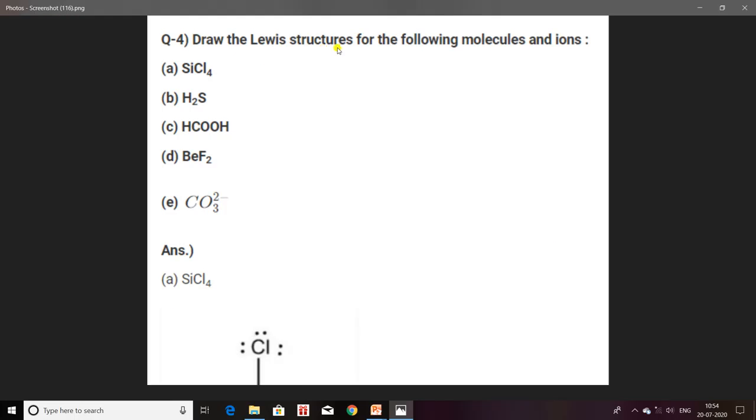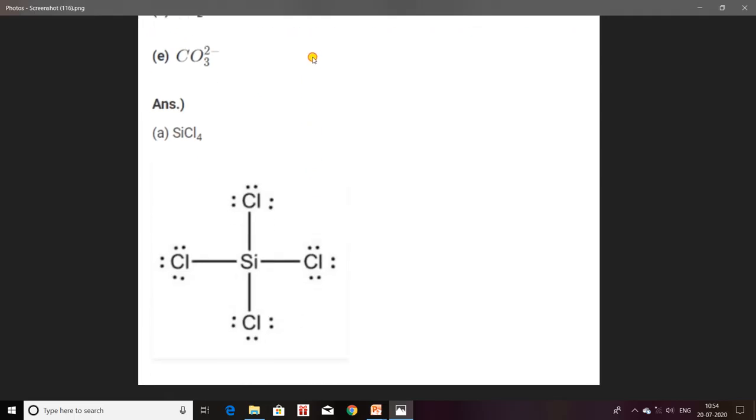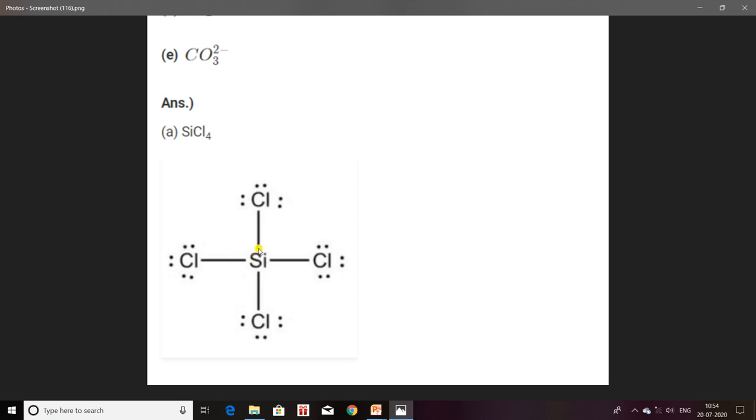In question number 4, draw the Lewis-Dot structure for the following molecules and ions. So first one is SiCl4. Now silicon belongs to group number 14 and group number 14 element has 4 valence electrons, right? Okay, so here you will write 4 electrons of silicon.